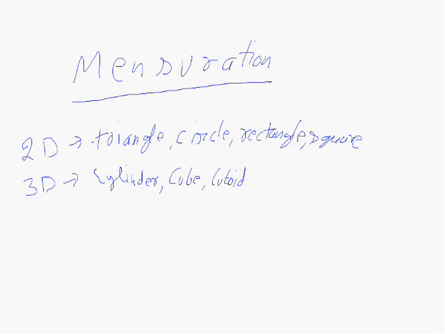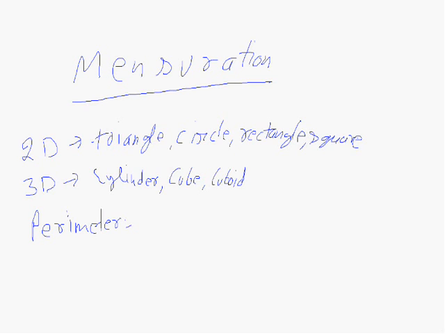In mensuration, we have to find the area, perimeter, and the volume of different objects. We have 2D figures like triangle, circle, rectangle, and square, and three-dimensional objects like cylinder, cube, and cuboid. First of all, we will understand what we mean by perimeter and area. First, we discuss the perimeter.